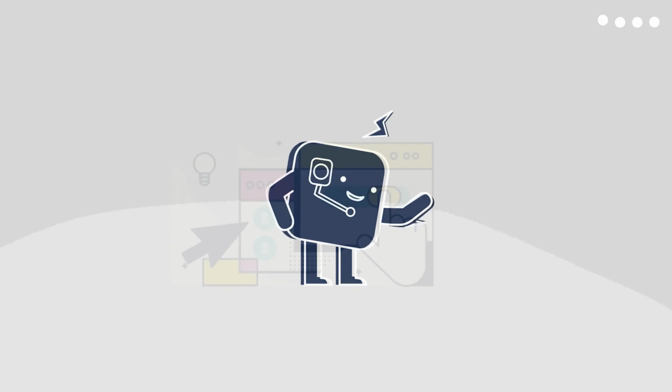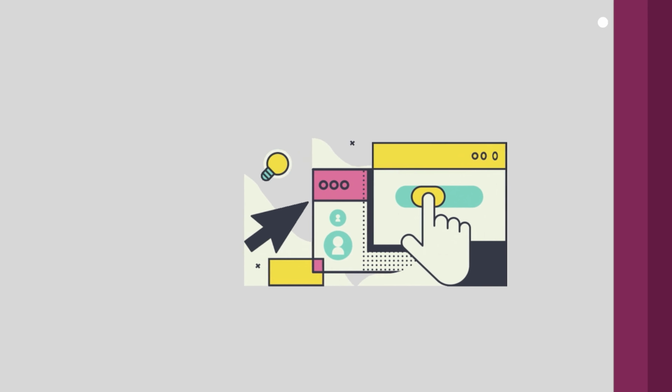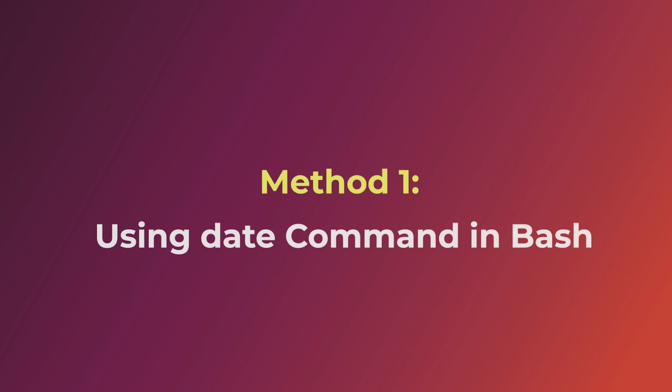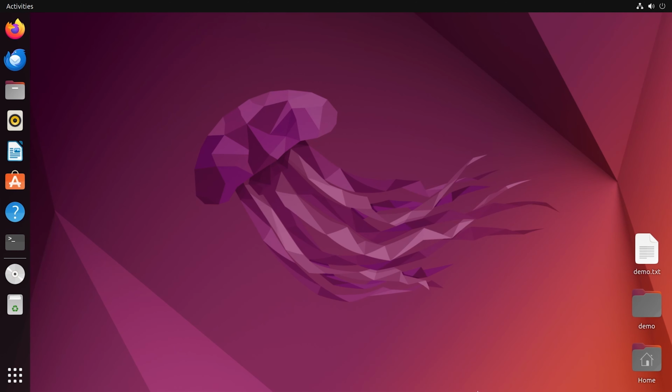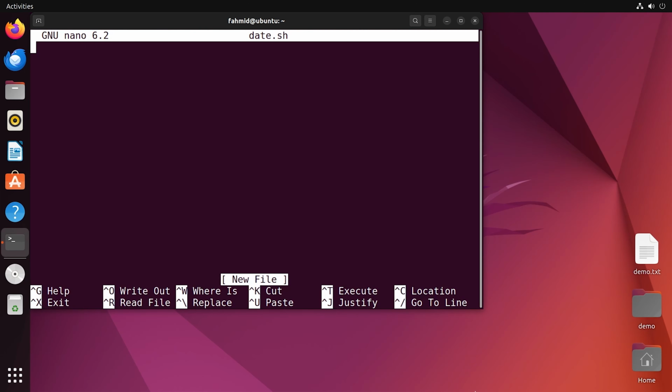Now, I will show you two methods of displaying current date in bash. In the first method, I will get the current date using the date method in bash. For this, I will first create a script named date.sh. First, I have opened my terminal. Now, I will use the nano command to create my script. The nano text editor pops up in the terminal.